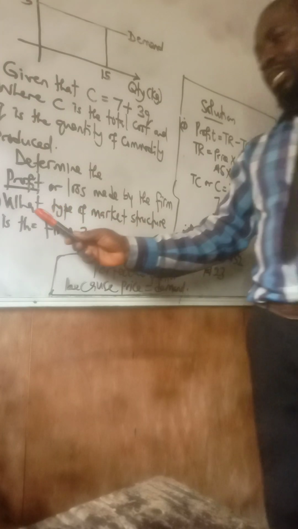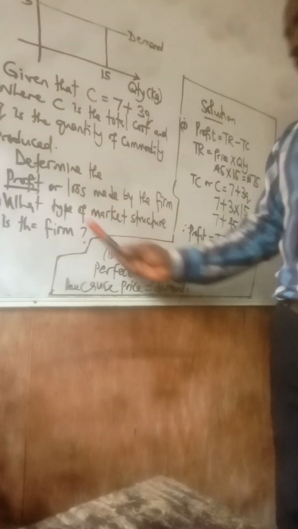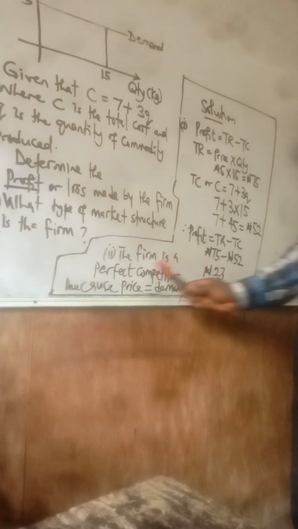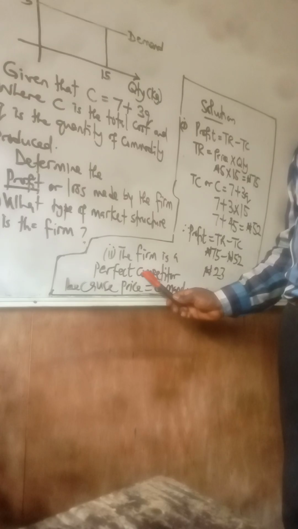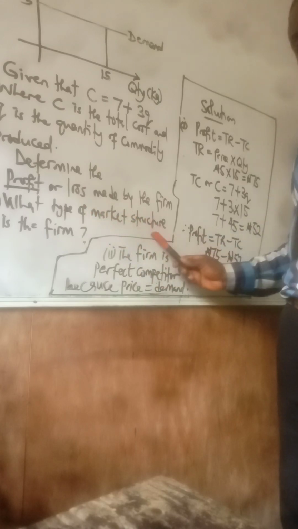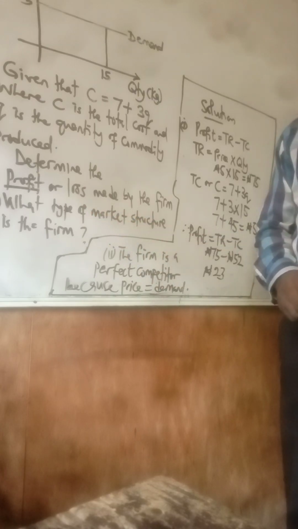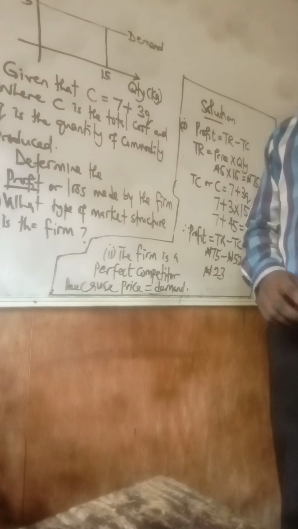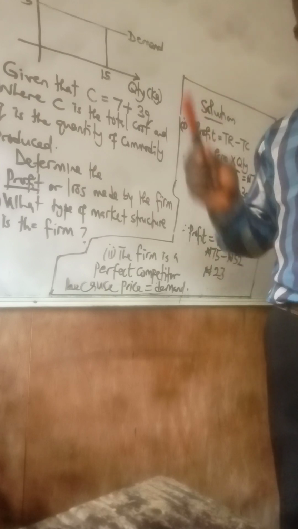The second question is asking what type of market structure this is. The firm is a perfect competitor. That is the answer to that. The firm is a perfect competitor, or the firm is operating a perfectly competitive market.